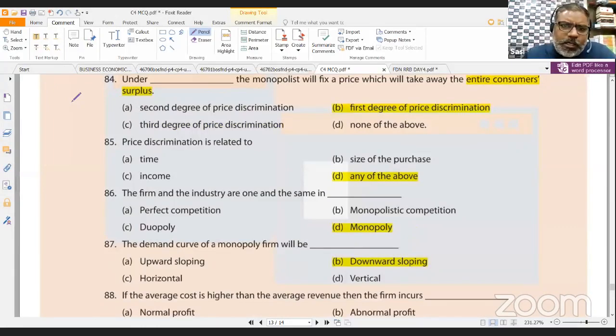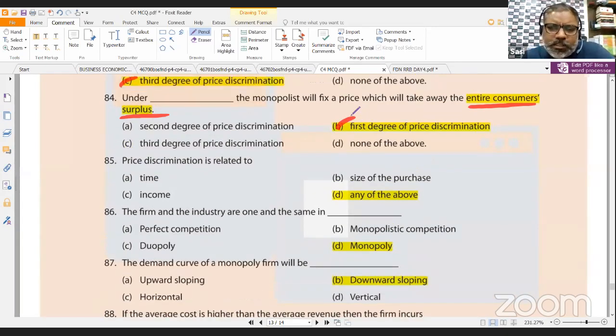Then 84th question, under dash, the monopolist will fix a price which will take away the entire consumer's surplus. That will be the first degree because he knows the other person can pay, and the consumer surplus will be wiped out by the monopolist by charging higher price from that person who can afford it. And that generally happens one-to-one. It happens to us also. Let us say if you have a more ability to pay to certain person, then that person senses that you can pay, he will charge higher.